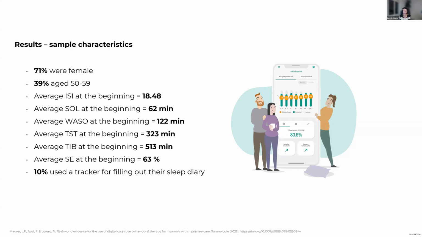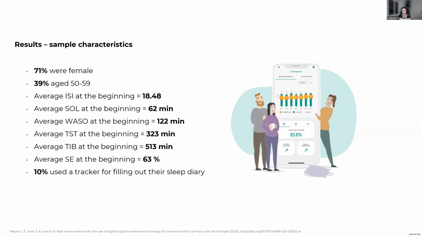So also, again, just a lot lower than what we would see in clinical trials data. And with Somnu, we have the option that people can either self-report their sleep diary data, or they can also combine a tracker. I think we often think that people always want to use trackers and they don't want to fill it out themselves. But what we saw in this real world data is that actually only 10% use the tracker, and most of the patients choose to self-report their data, or they didn't have a tracker.